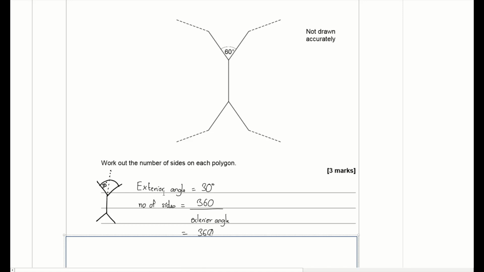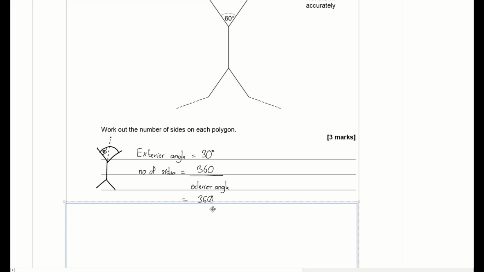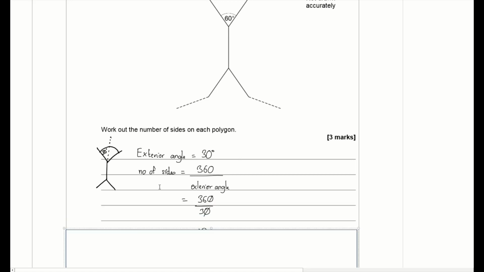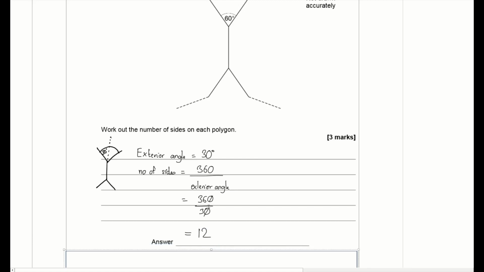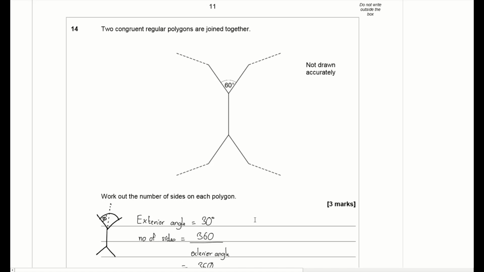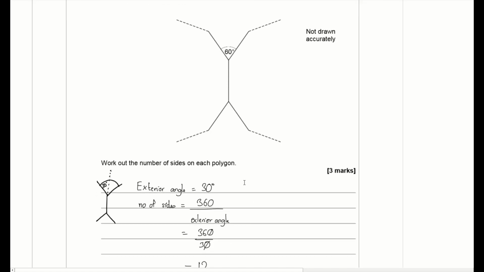Now the exterior angle of each individual regular polygon is 30, so the number of sides will just equal 360 divided by the exterior angle, which is 30. Now dividing 360 by 30, you just cancel the two zeros out there, it's 36 divided by 3 equals 12. So both of these regular polygons are 12-sided shapes. 12 of course is the answer.